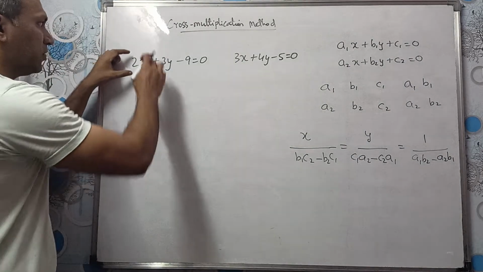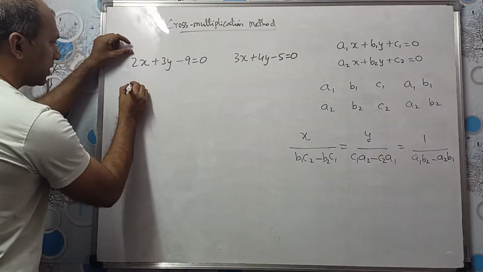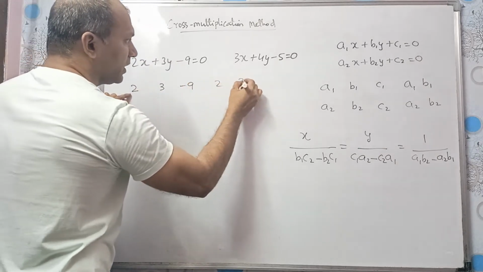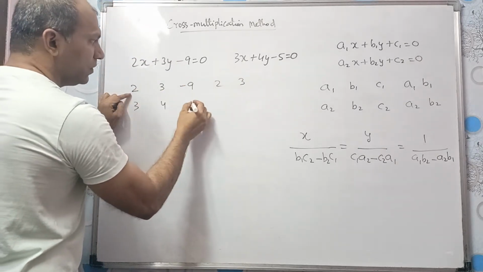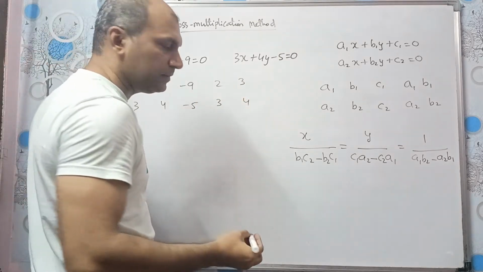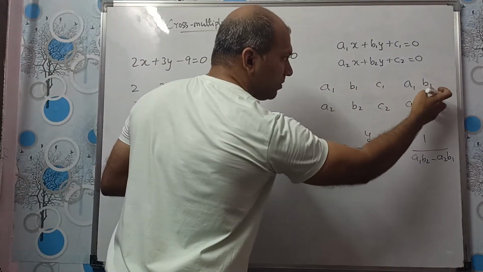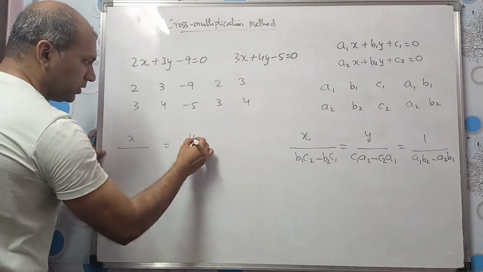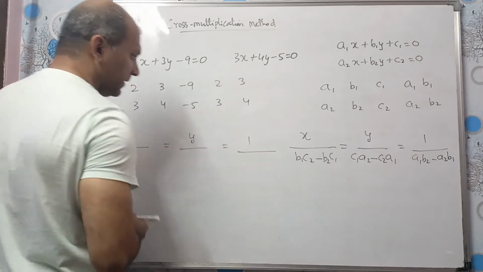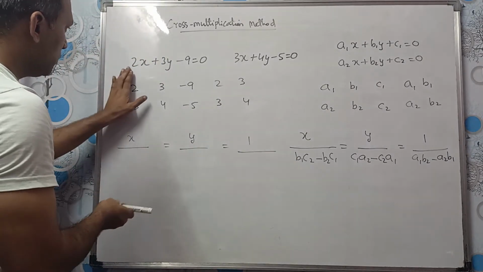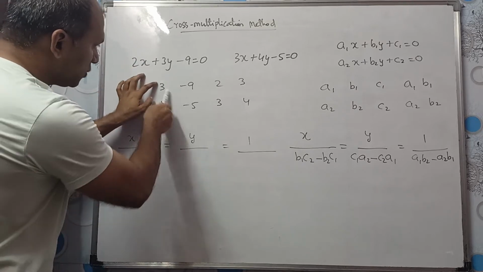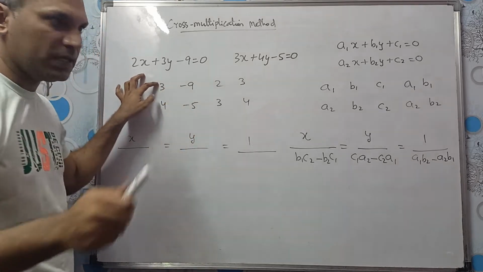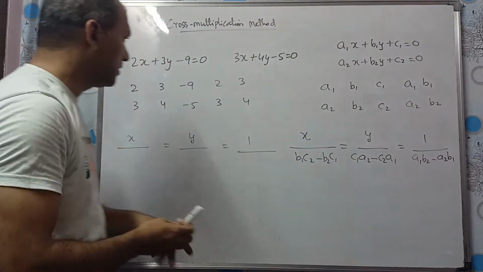Okay, let us write the coefficients now. Let us take this example. Coefficients we are writing 2, 3, minus 9, and again 2, 3 will come here. Here 3, 4, minus 5, 3, 4 will come here again. Okay, because we write a1, b1, a2, b2 one more time here, right? So it is x divided by is equal to y divided by is equal to 1 divided by. Okay. So when we want to find the value of x, this should be multiplied, right? Be careful with the signs. It is already minus, but when we multiply here, it should be plus, right? Plus. But here we have minus.